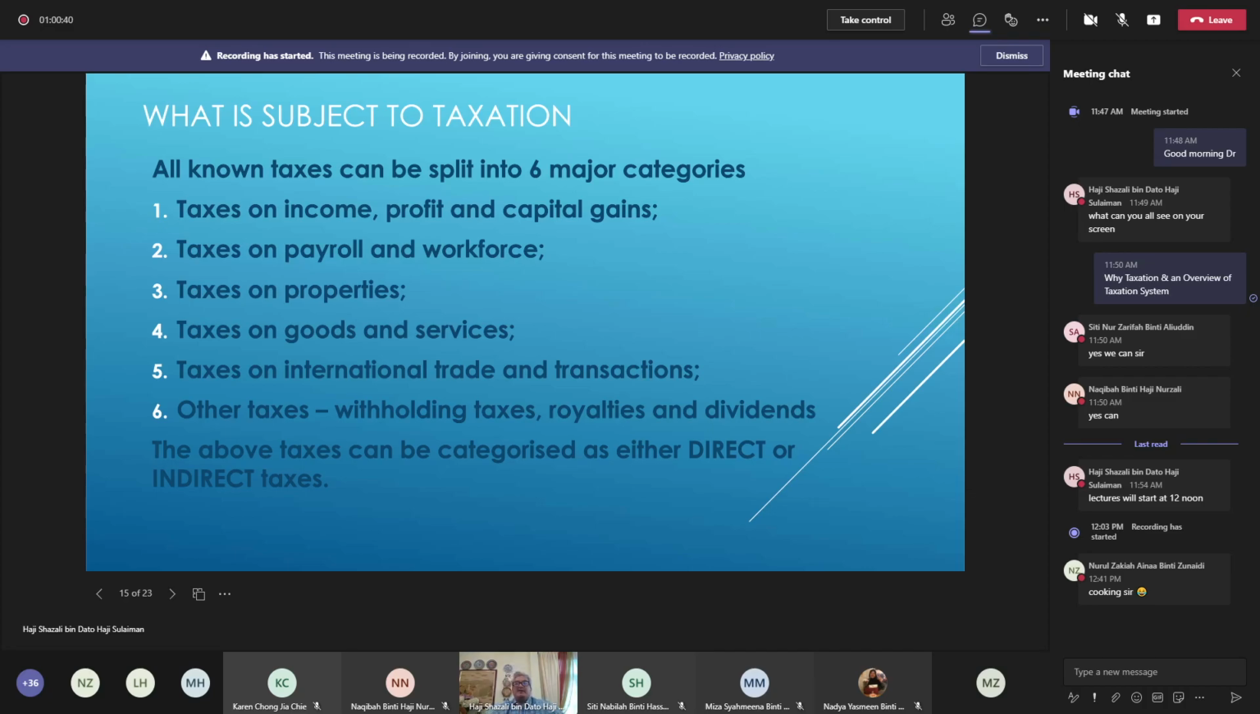So a lot of companies actually have not bothered to pursue that angle, although they can if they wanted to. Okay, so the above taxes can be categorized as either direct or indirect taxes. Okay, so what is direct taxes?